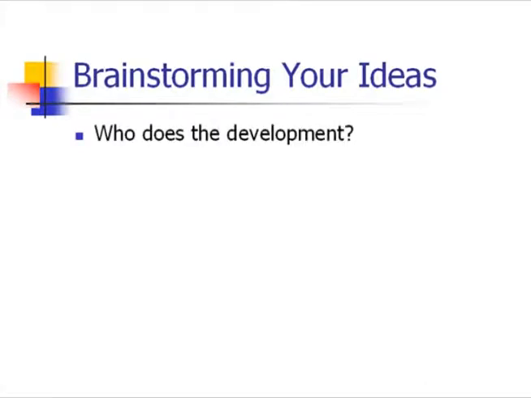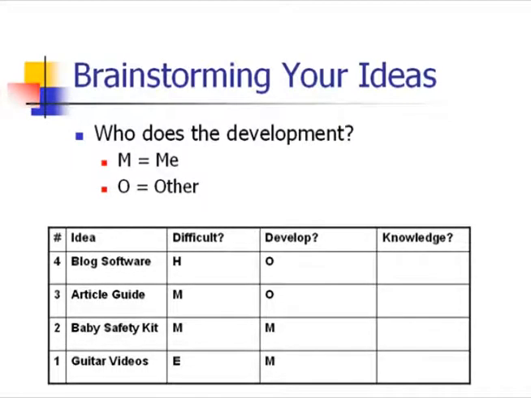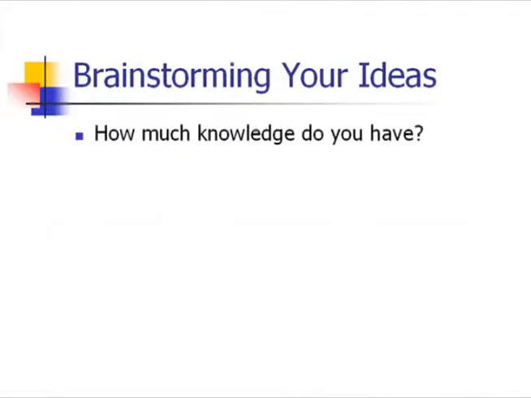Step 3 is Develop. Next to each idea, place an O or an M in the Develop column. This will reference who would be responsible to actually do the work for this idea. If you have skills to do the work and want to do the work, then put an M for me. If you don't have the skills or would prefer to pay someone to do the work, then put an O for others. Once you've finished this for every idea on your list, move on to the next step.